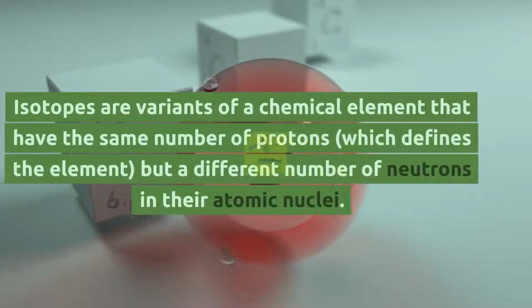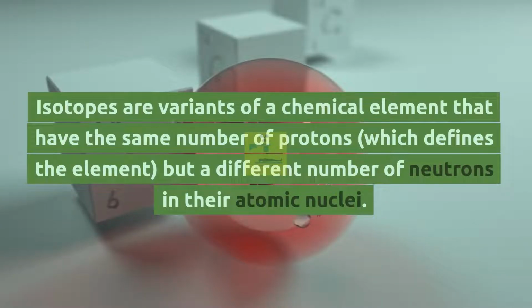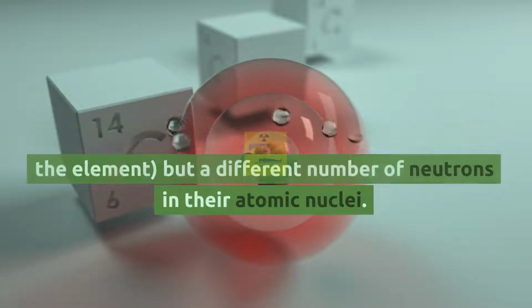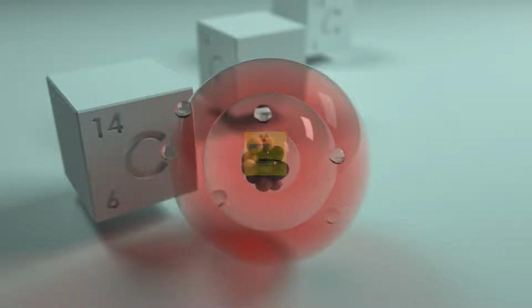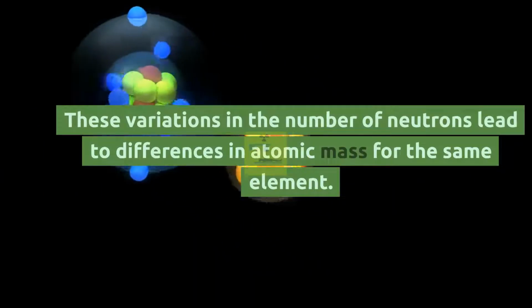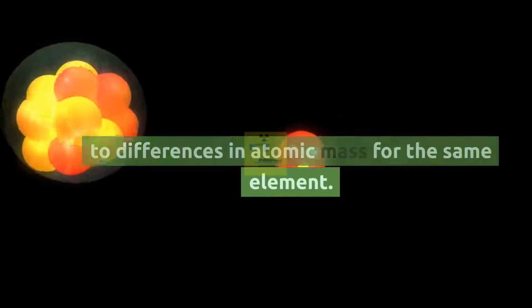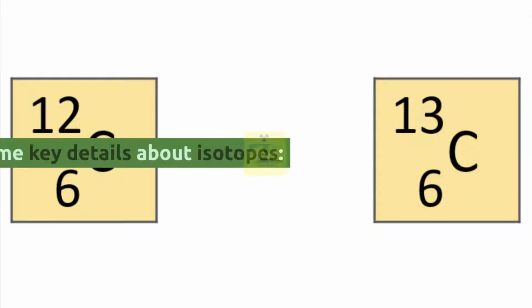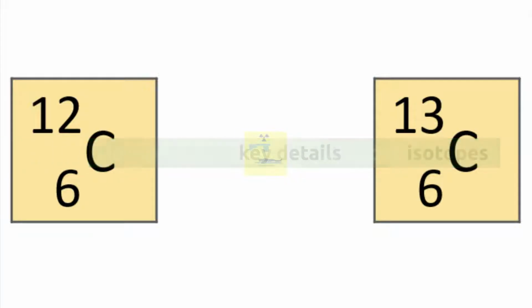Isotopes. Isotopes are variants of a chemical element that have the same number of protons, which defines the element, but a different number of neutrons in their atomic nuclei. These variations in the number of neutrons lead to differences in atomic mass for the same element. Here are some key details about isotopes.